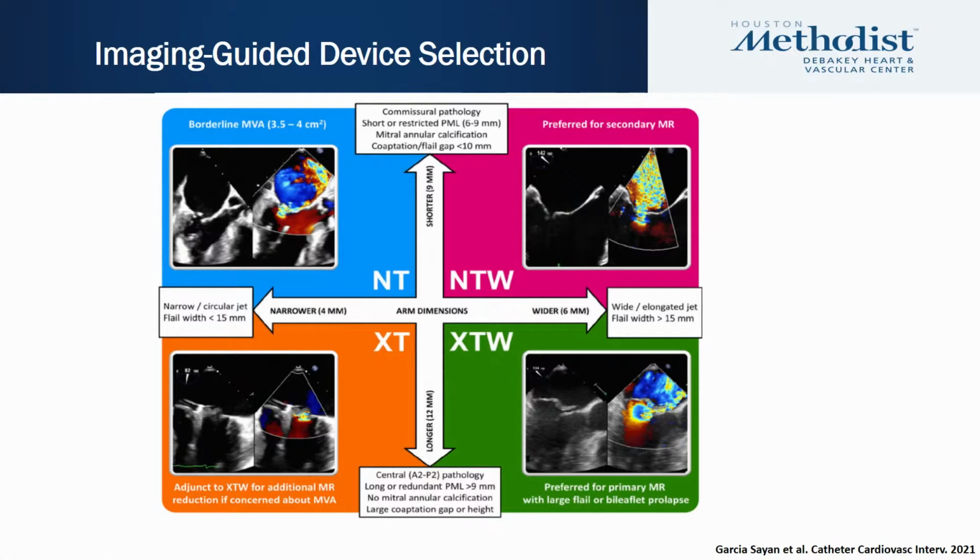So when you're deciding on the clip to be used, things to take into consideration include the mitral valve area, the length of the posterior leaflet, the width of the jet, and the mitral valve gradient. So these parameters always have to be taken into consideration when you're performing your baseline TEE before such procedures.